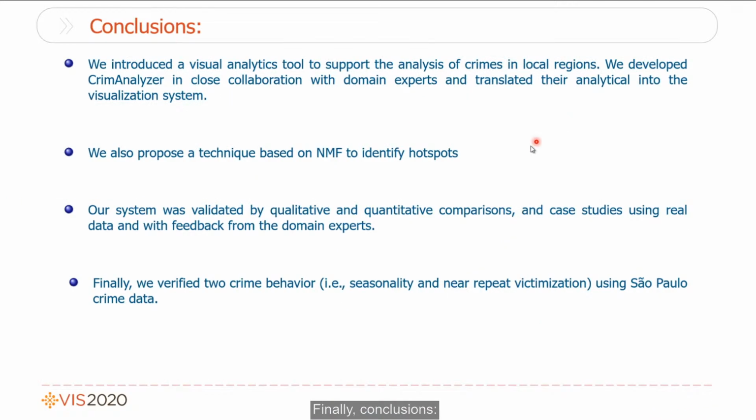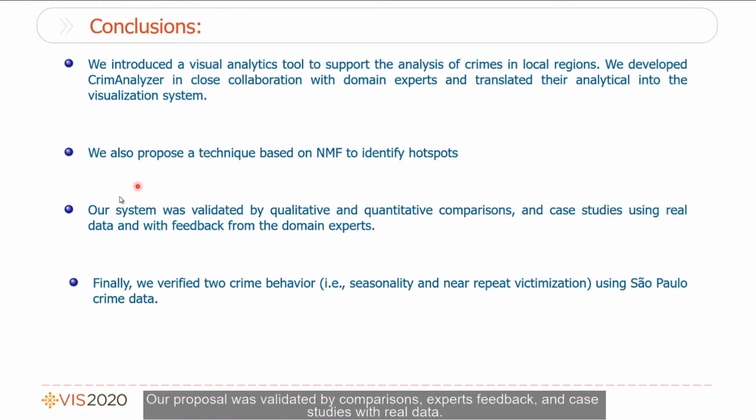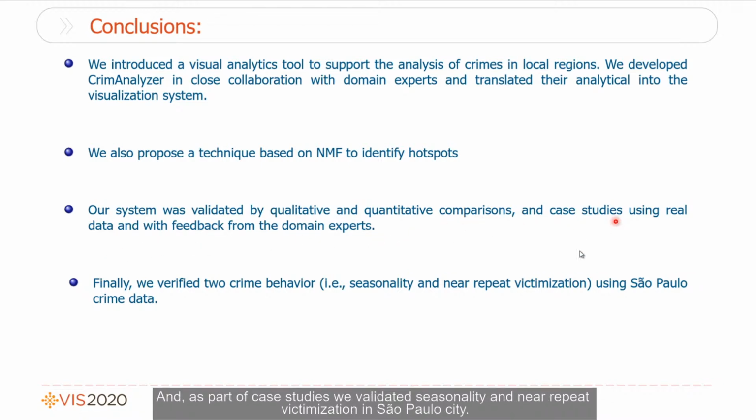Finally, conclusions. In this paper, we presented Crime Analyzer, a visual analytics tool to support the analysis of crimes in local regions. It has been developed in close collaboration with domain experts. We propose a new hotspot detection technique based on NMF. Our proposal was validated by comparisons, experts' feedback, and case studies with real data. And as part of case studies, we validated seasonality and near-repeat victimization in São Paulo City.